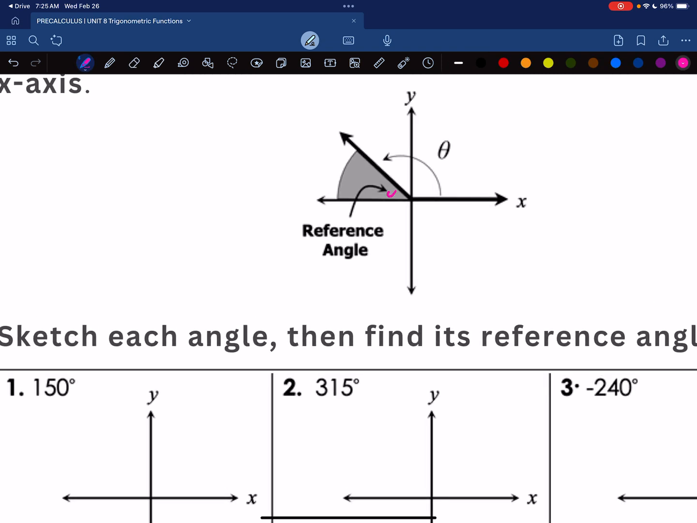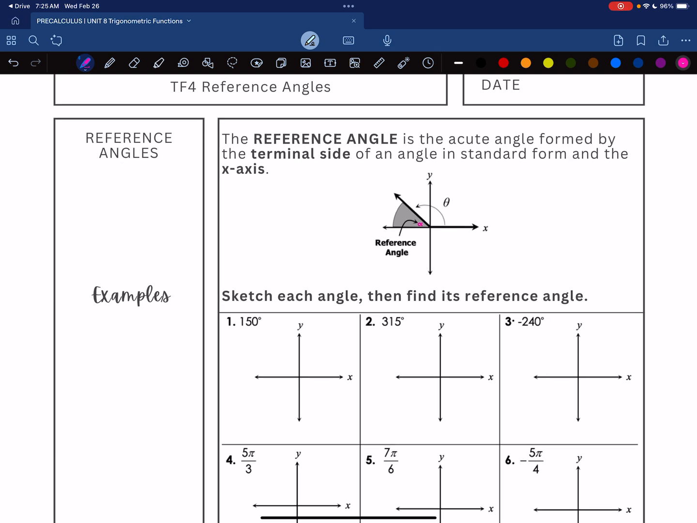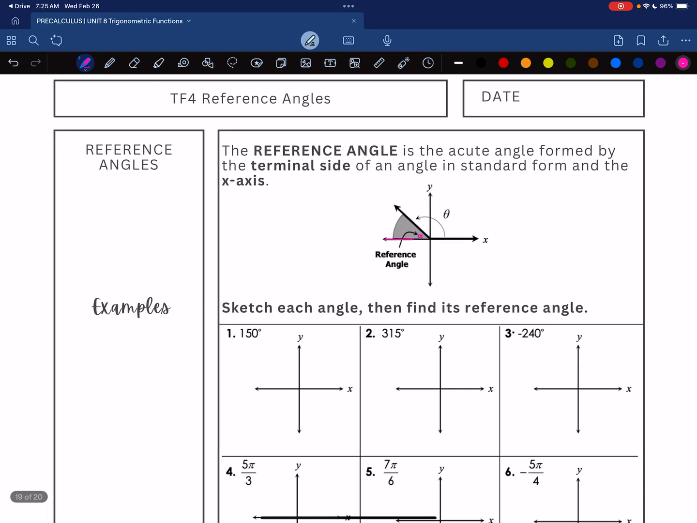It's what is created by that terminal side and then dropping down to your x-axis, or I guess it could be going up to your x-axis. But always, always, always, and this is what I want to highlight with you guys, it is always formed by the terminal side and the x-axis.